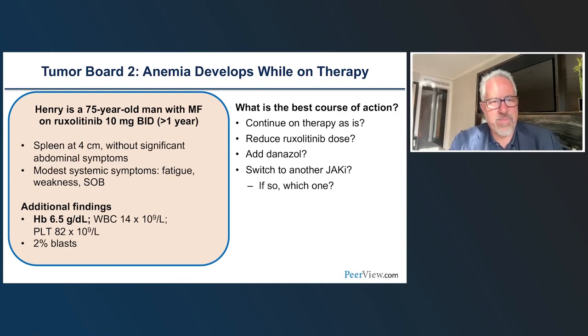So this individual, we go back to this individual. Let me ask John first. What might be your course of action for this individual? Would you have them remain on ruxolitinib? Would you reduce the rux dose, add danazol? Would you switch to a different JAK inhibitor? If momelotinib were available, would you consider that, or pacritinib?